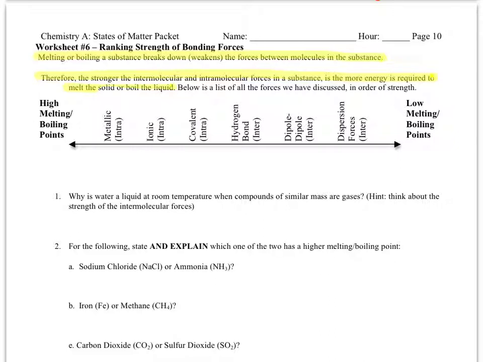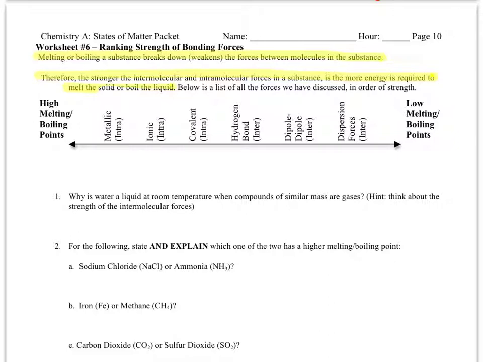Okay, so because of this, the stronger the intermolecular forces that are in a substance, the more energy it's going to take to melt the solid or boil the liquid. All right, the stronger the forces, the more energy it takes to break them. And so things with really high melting or boiling points have really strong intermolecular forces. Things with really low melting or boiling points have much weaker intermolecular forces.